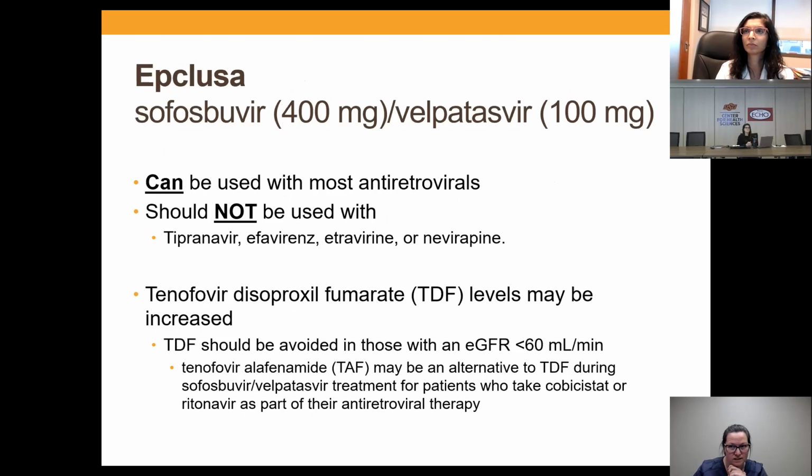And then Epclusa, again, one of the common ones that we see, can be used with almost all the antiretrovirals, right? And there are a few here not to use it with: the efavirenz, etravirine, and the nevirapine. It can increase the levels of the tenofovir disoproxil. And so we want to avoid this in patients who have a GFR less than 60 anyway, and potentially switch them over to the tenofovir alafenamide if possible.